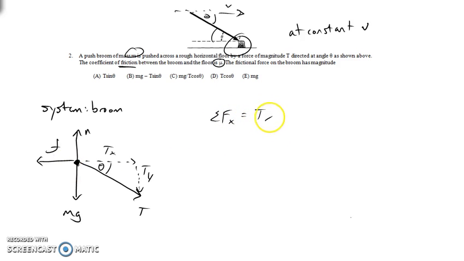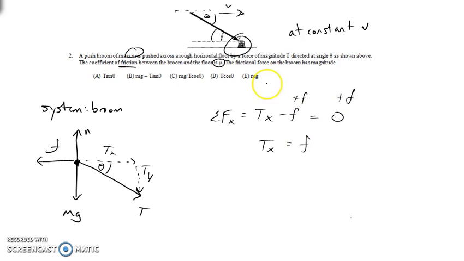So I add up Tx minus friction, and that's actually going to equal the mass of the system times the acceleration of the system. Now, since there's a constant velocity, I know the acceleration of the system is 0, so that means that these two things are actually going to add up to 0, which allows me to say that Tx is equal to friction, because I can add friction to both sides of the equation.